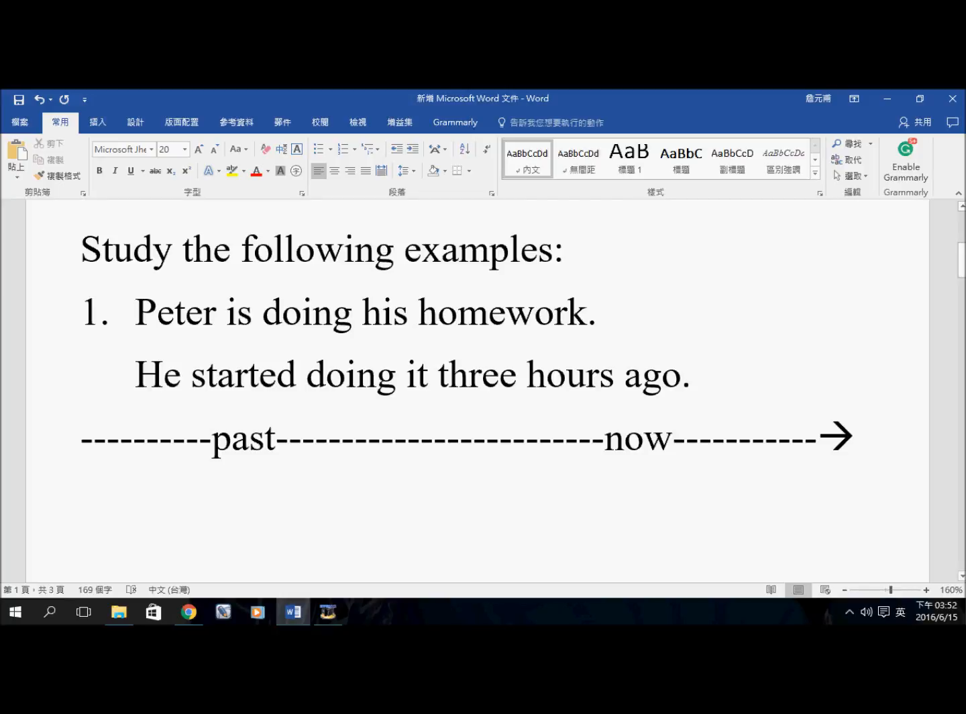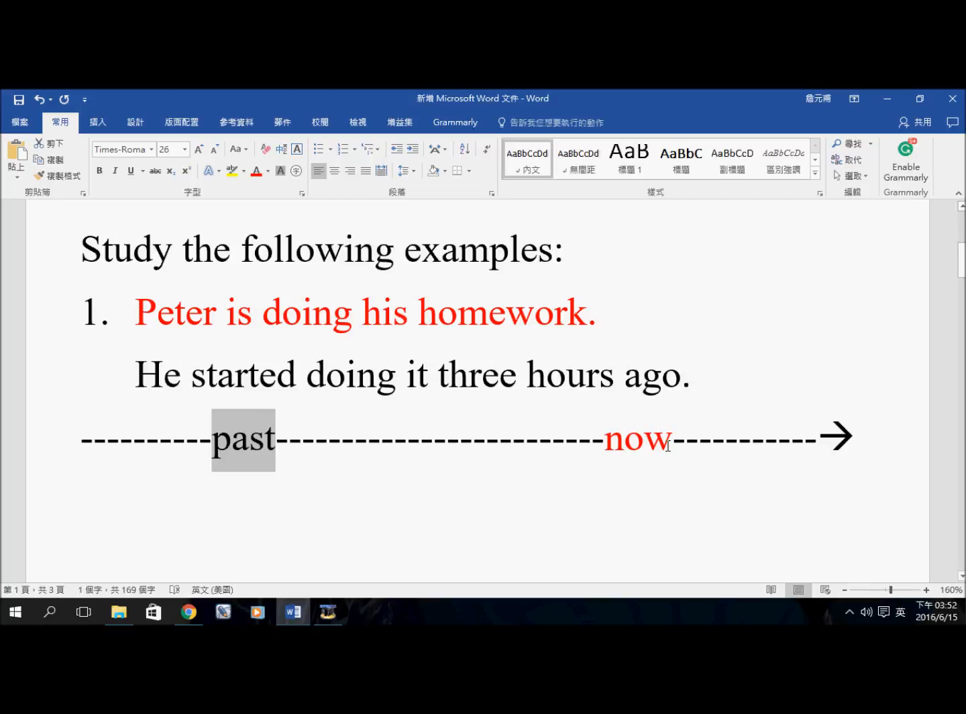So you can see that right now, Peter is doing his homework. Okay, and he started doing it 3 hours ago. So this is the past. He started doing it 3 hours ago, and he's still doing it now. So you can see that it is an action that started at some point in the past, and it continues, and the person, Peter, is still doing that action now.